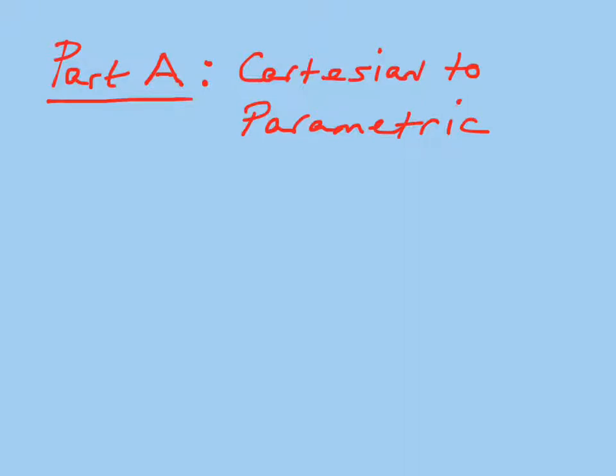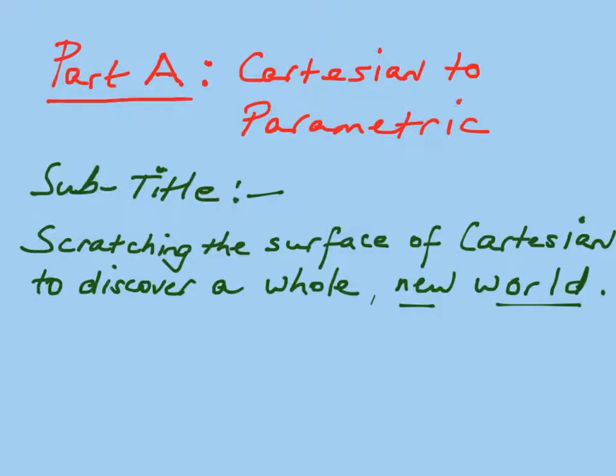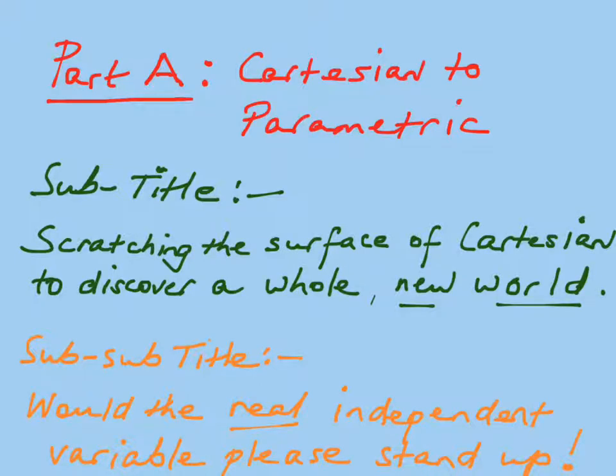Okay, let's go. Now, this is going to be a two-part video because it's just too much to fit into one part. So part A is going to be the first video, Cartesian to parametric, and then part B is going to be going the other way, from parametric to Cartesian. The subtitle I've given this is Scratching the Surface of the Cartesian to Discover a Whole New World, and boy do you ever. And the subtitle is Would the Real Independent Variable Please Stand Up? Because you thought that if you had a circle of x squared plus y squared equals 1, you thought x was the independent variable.